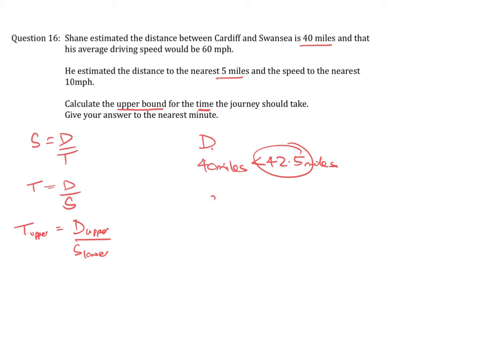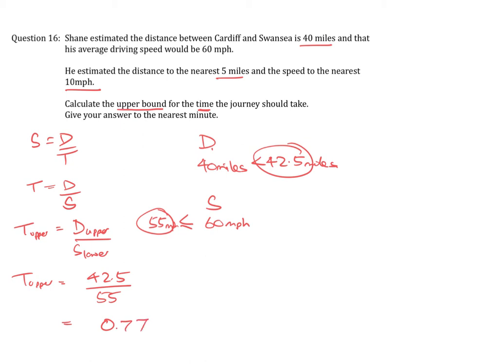For the speed, he estimates the speed to be 60 miles per hour, and that's to the nearest 10. We want the lower bound, so our lower bound will be 55 miles per hour. We want to use that figure. So back to our formula. The upper bound for the time will be the largest distance, 42.5, divided by the slowest speed, 55, and 42.5 divided by 55 will give you an answer of 0.77 hours.